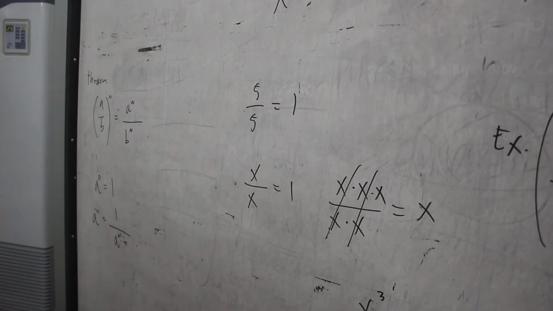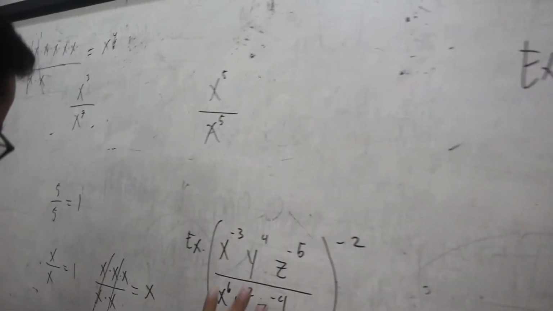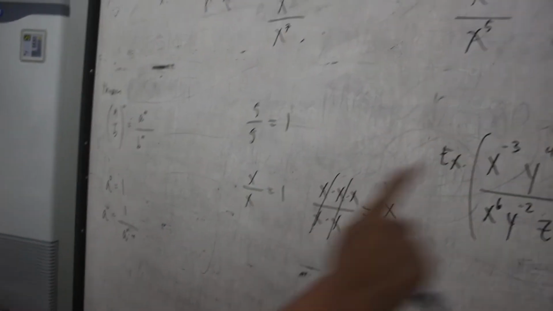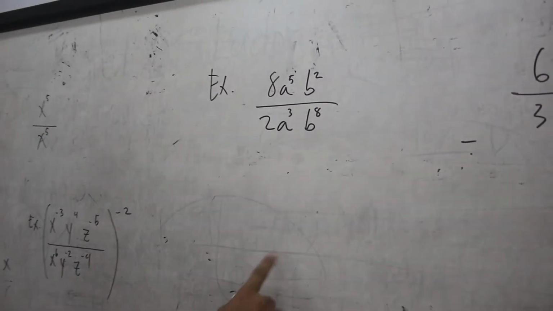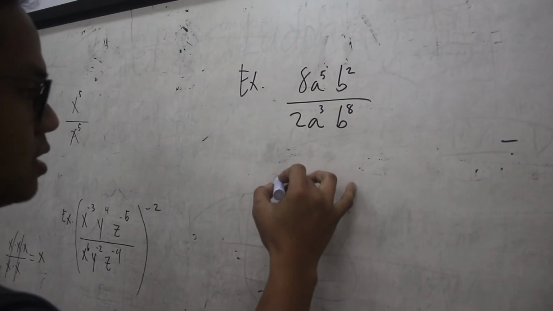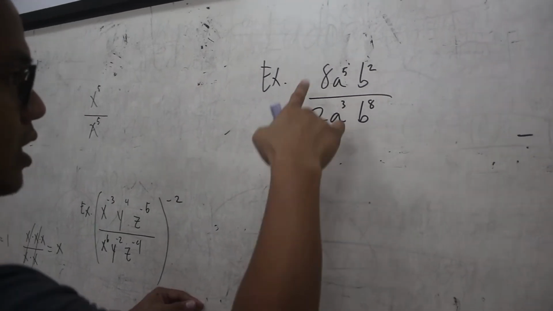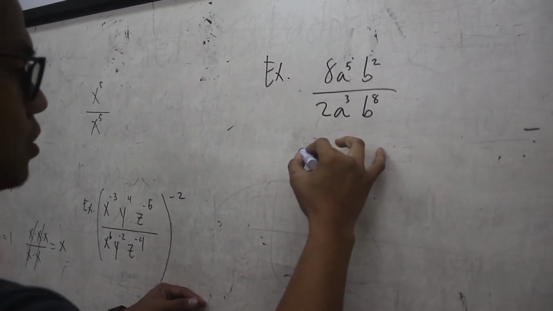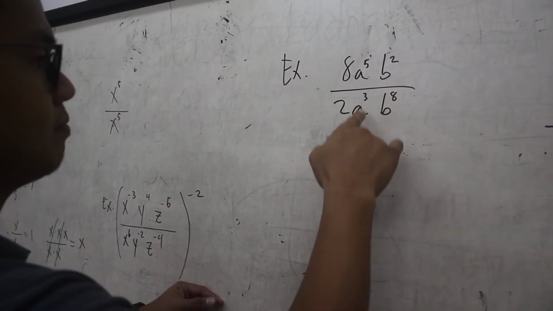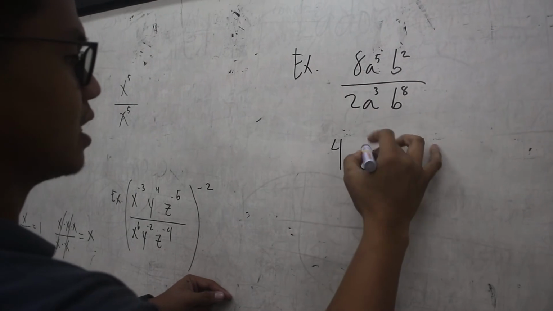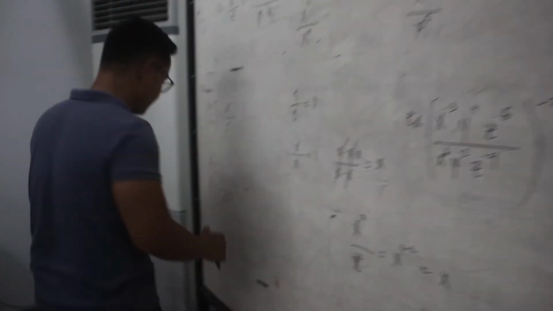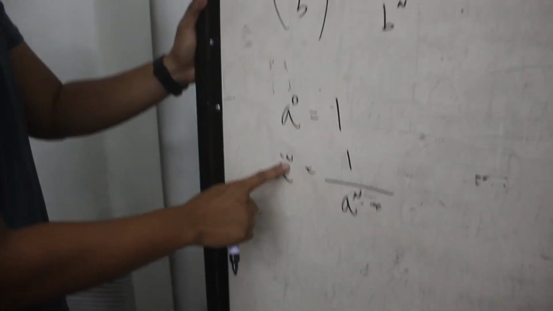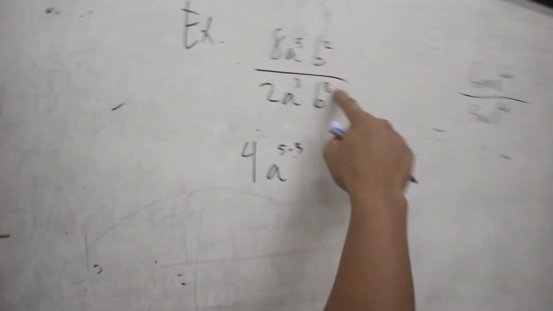Okay. Next problem. Asa next problem, Paul? Ito. Pag may ganito guys, divide mo lang by term. So, 8 divided by 2 is 4, a raised to 5 divided by a raised to 3. Ipapakita ko lang, 5 minus 3. Then ito, Paul, base natin dito sa pag negative n, 1 over n yung lalabas.